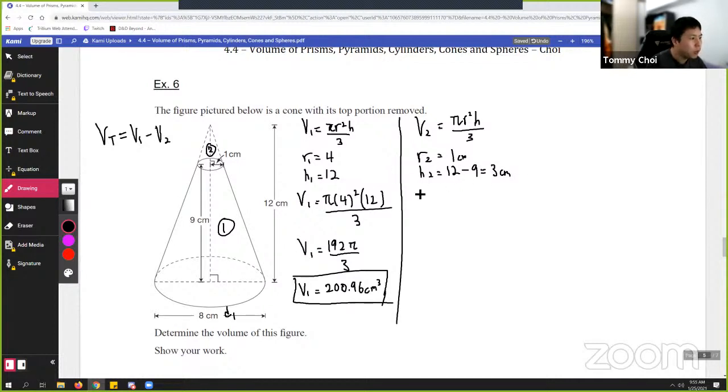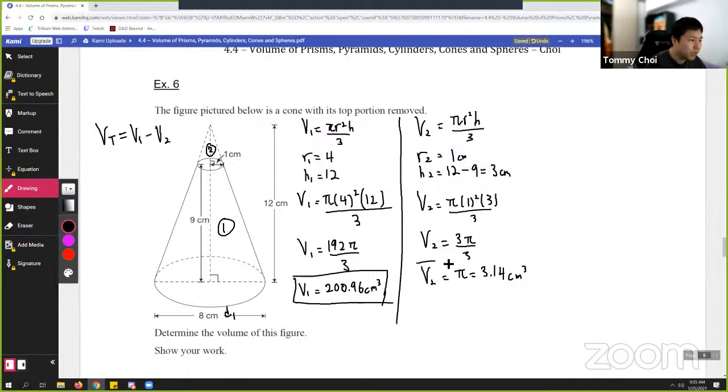So we have 3. We can now plug it into our formula, pi times 1 squared times h divided by 3. Well, 1 squared times 3 is 3, divided by 3. And that's going to give me just pi, which is equal to 3.14 centimeters cubed. Okay, rounded.